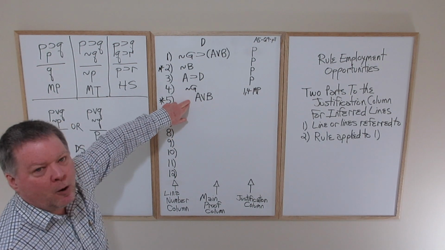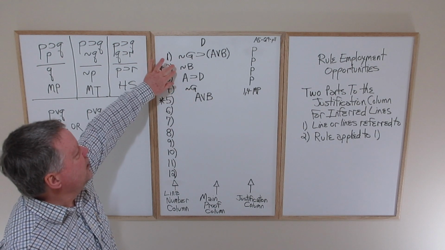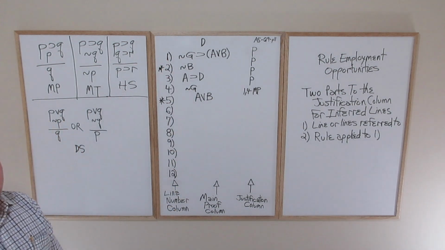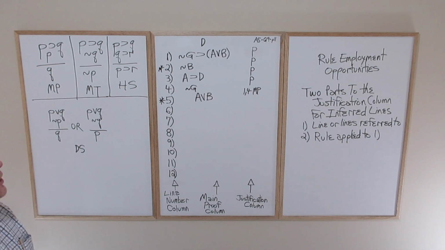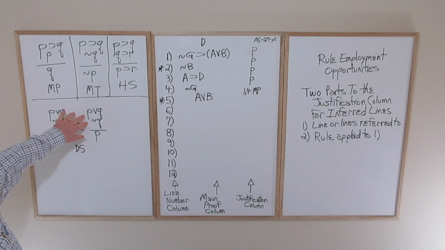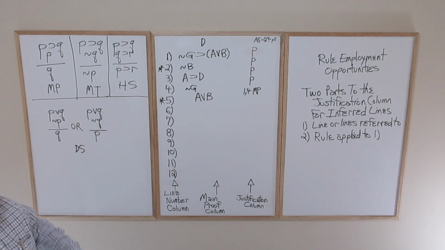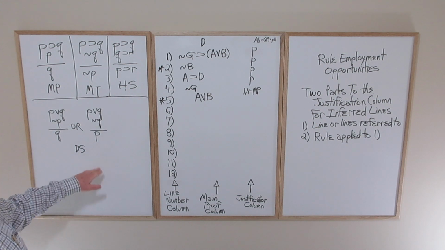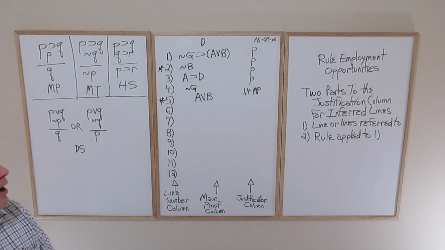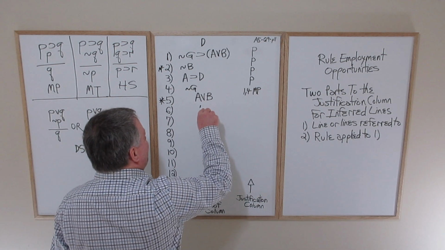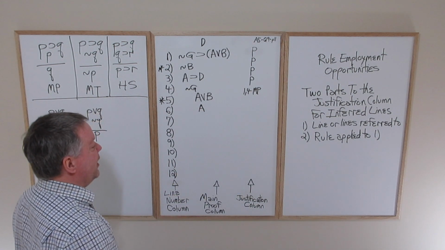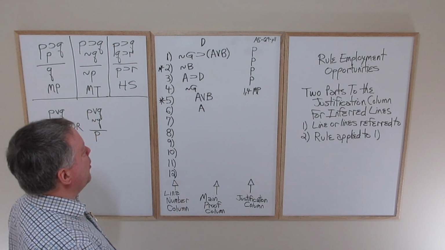Lines 2 and 5 are a disjunction and the negation of the right disjunct. If the disjunction A or B is true and the negation of B is true, what further sentence must be true according to the rule disjunctive syllogism? Answer, the other disjunct. So we put the other disjunct, A, in the main proof column.